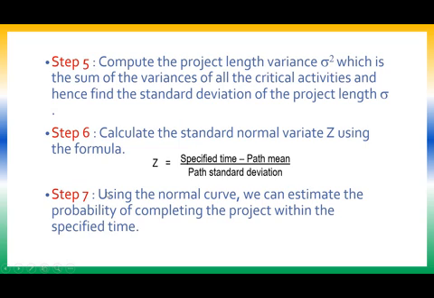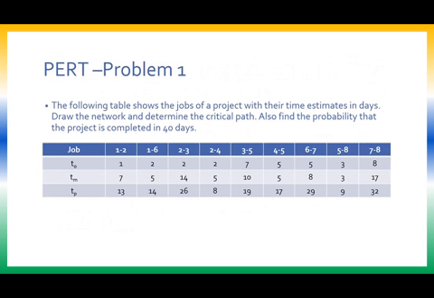Then step 7, using the normal curve, we can estimate the probability of completing the project within the specified time. Okay, these are the steps involved, the procedure involved in solving a PERT problem. So shall we take a PERT problem and try to solve it? So this is the problem.